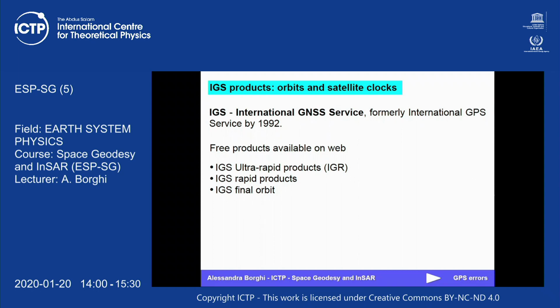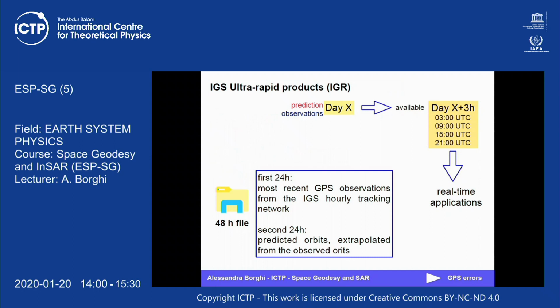So we can have available on the web the so-called IGS ultra-rapid product in terms of orbit and satellite clock correction, the IGS rapid product, or the IGS final orbit. We are going to see them in detail. So IGS is a service based on the geodetic community, and they use observations of GPS stations distributed all over the world, more or less. Of course, there are some parts of the world where there are more stations and other parts with fewer. It depends on geographical and political conditions.